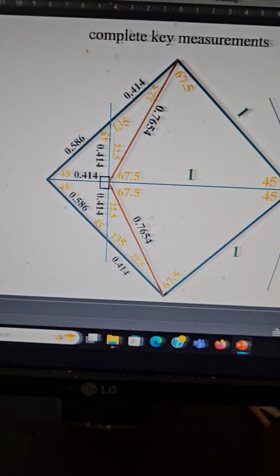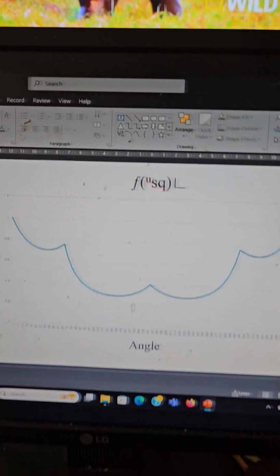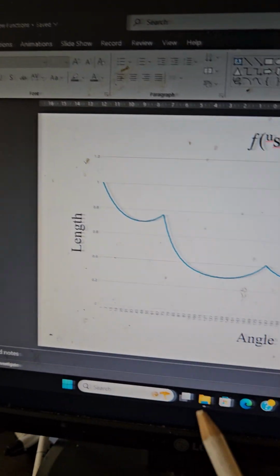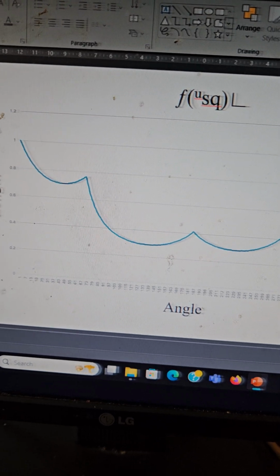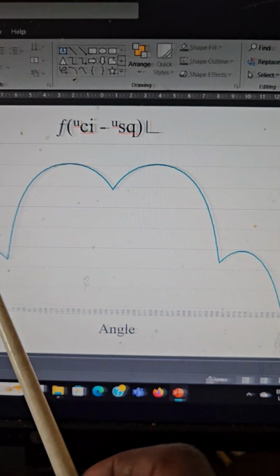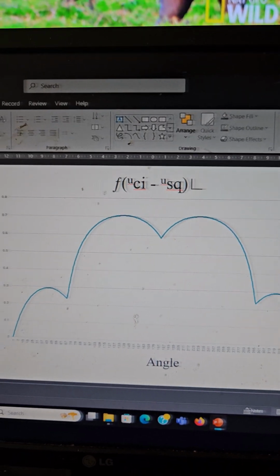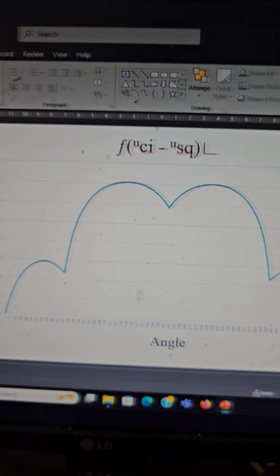And then we get this function. This is the function we get: length, angle, original. Now let's subtract it from the unit circle, the unit circle minus the unit square, and that is almost what we want.